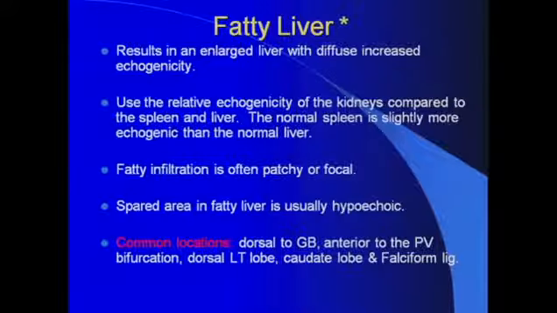The rationale behind this is, if you are aware of the most common locations of the spared areas in fatty liver, like dorsal to the gallbladder, anterior to the portal vein bifurcation, dorsal left lobe, the caudate lobe, and the falciform ligament, it is most likely a benign process and does not need further evaluation.